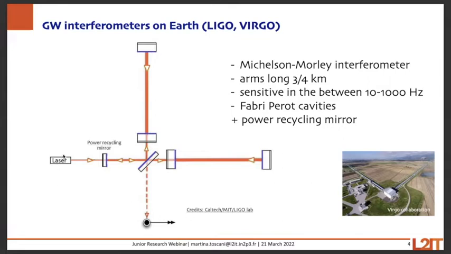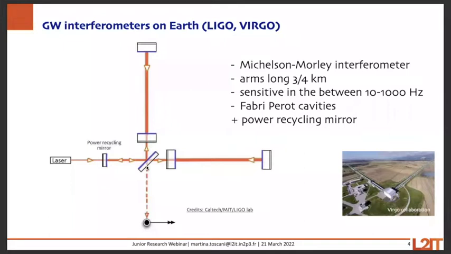So in practice, the source emits a monochromatic beam of light that encounters the beam splitter and is split into 2 beams. One beam travels along the horizontal arm, while the other one is reflected and travels through the vertical arm. The 2 beams encounter the mirror at the end of each arm, they are reflected back, and they merge near the beam splitter.